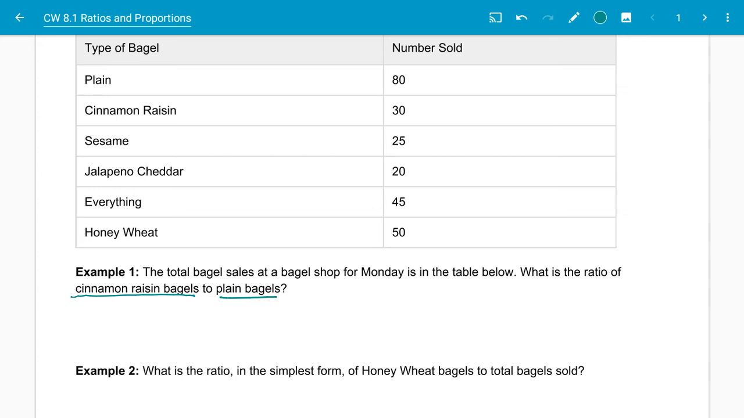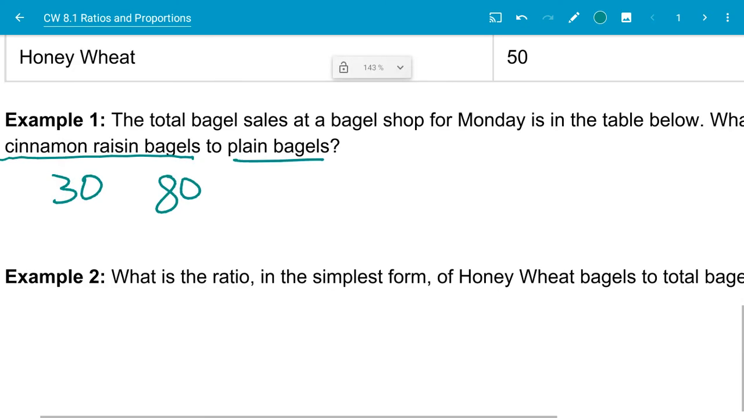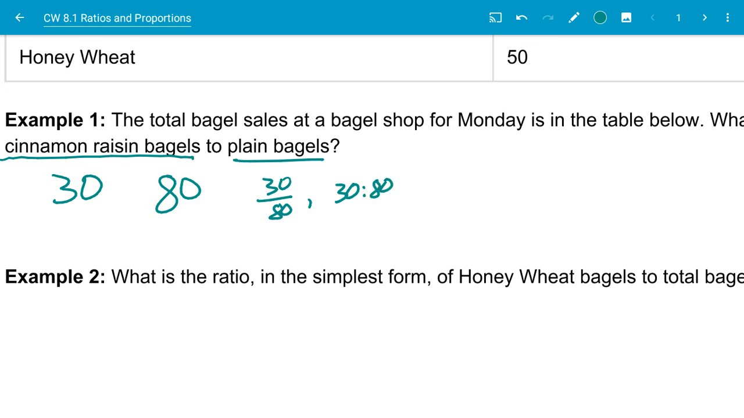So if I look at cinnamon raisin bagels, I sold 30 of those. And my plain bagels is 80. Okay, so I can write that as a ratio. I can write it as 30 over 80, or I can write this as 30 to 80, or I can write it with the words 30 to 80. So those are the three ways that I can write out the ratios.